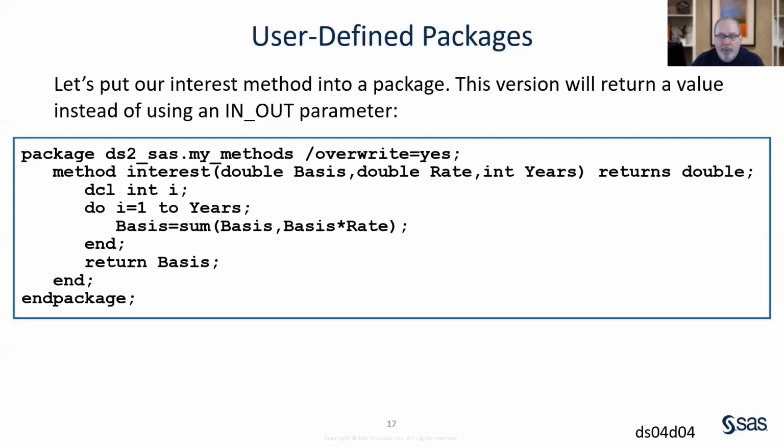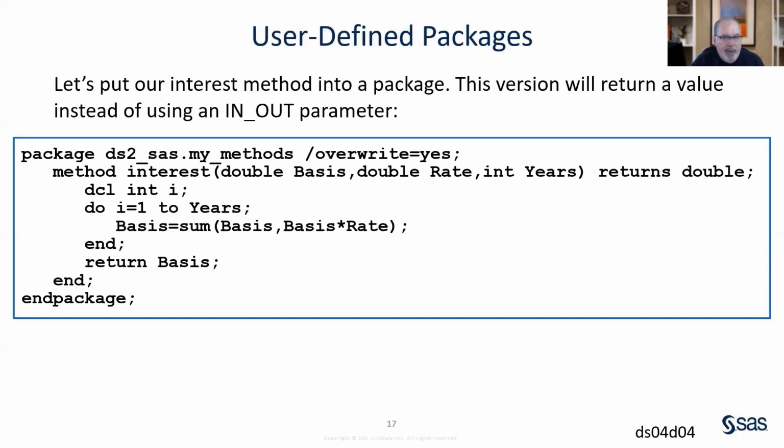So we're going to recreate this so it returns a value just like a function would do. And that means that none of the parameters are in-out. See, there's the basis, the rate, and the years. Now we're going to return a double precision value, and here's the return statement that does it. Otherwise, the calculations in the code are pretty much the same.